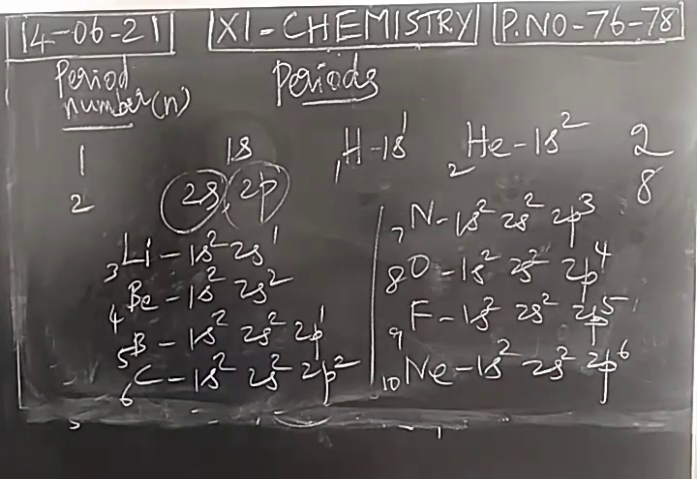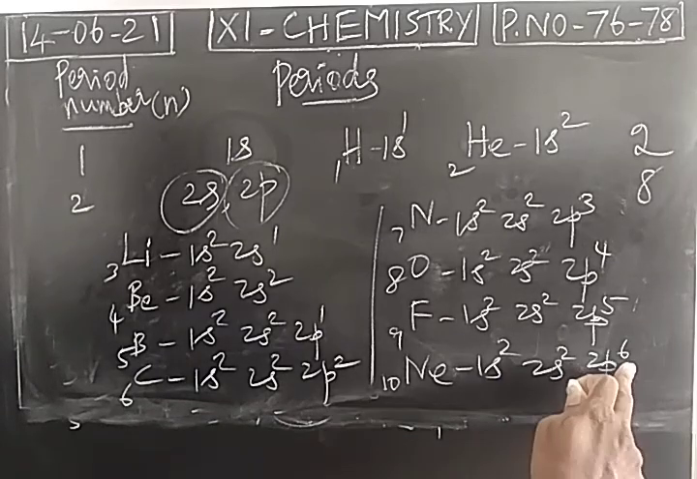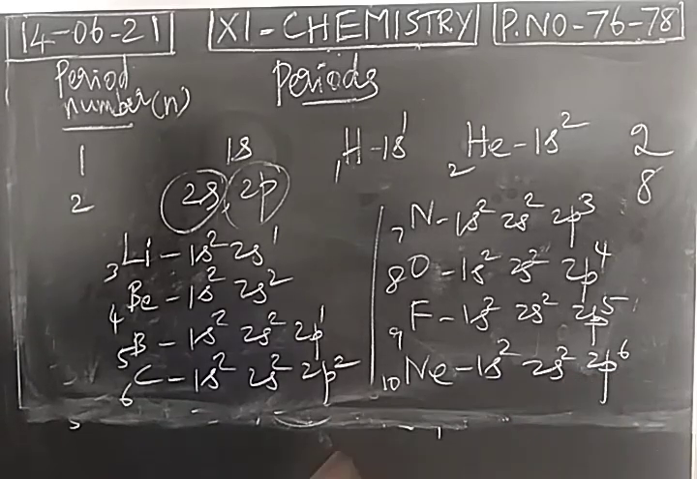So when you check neon, all the orbitals are completely filled. The 1s orbital can have a maximum of 2 electrons, the 2s orbital a maximum of 2, and the 2p orbital a maximum of 6. So all the orbitals are completely filled. It is a noble gas, or inert gas, or rare gas.